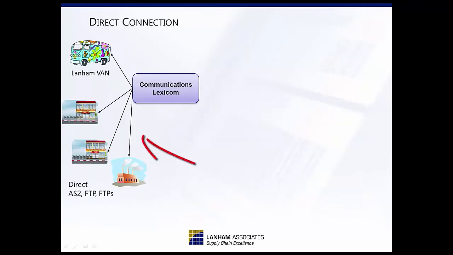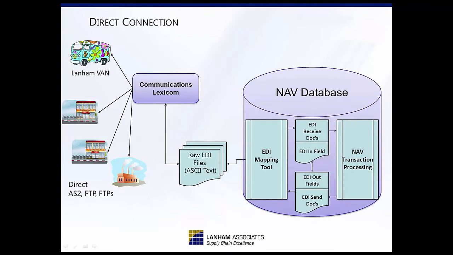Here you'll see at the bottom left, I've got direct connection, AS2, FTP, FTPS. So that's coming from my trade partner. And then you've got the communication software in the middle. That would be Lexicom, possibly. And then once that file has hit Lexicom, it's going to be delivered somewhere on your network. And that will be the raw EDI file, and it'll sit out there until the Lanham EDI software grabs it.